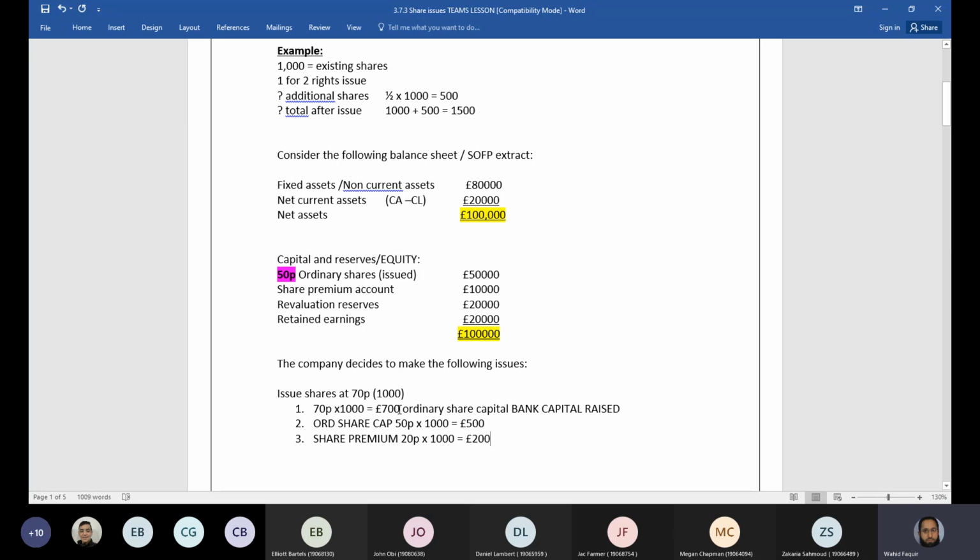Now you can see the top half of the statement of financial position has gone up by 700, and the bottom half has also gone up by 700. We would add 500 there, and we would add the share premium of 200 there. Okay, again, this is not on your sheet. I'll leave it there as a kind of a starter baby example. I'll leave it there for the video.